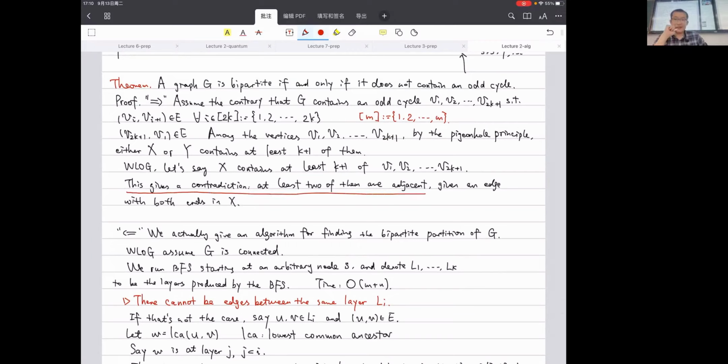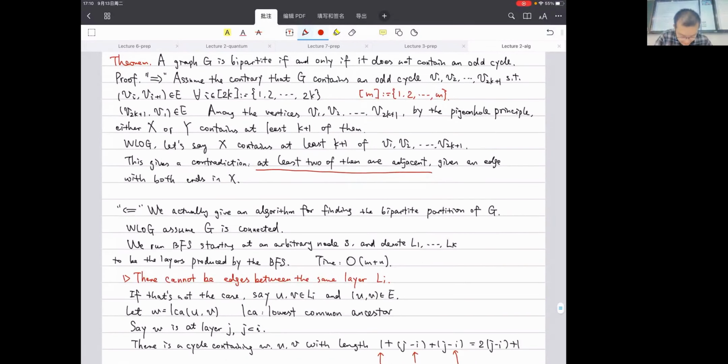Here we mentioned that we use the pigeonhole principle to say that, let's say X contains at least K plus one of V1, V2, up to V2K plus one. Then this implies that at least two of them are adjacent, or let me actually draw it like this. So at least two of them are adjacent. Let's think about this. Maybe we have the smallest one, maybe it's just VI1.